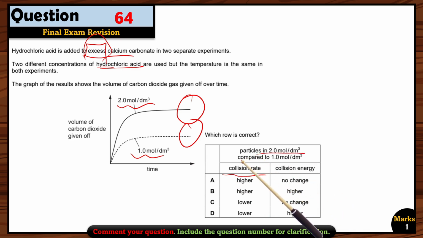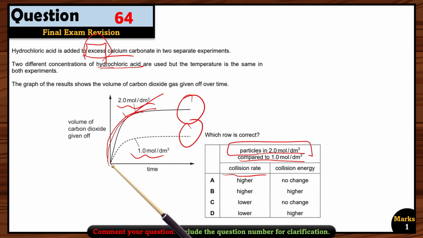Particles in 2 mol dm^-3 compared to 1 mol dm^-3. Now we have to look for the answers for 2 mol dm^-3. So what is happening to the particles in 2 mol dm^-3? The collision rate is higher or lower? Of course it is higher because the graph is steeper, right? You are getting more volume of carbon dioxide in a smaller time. In a small time, like 1 minute maybe, for example, you just get this much, but here it is steeper, right? So it means the 2 mol per dm^3 concentration has a higher collision rate. So option A or B can be right.